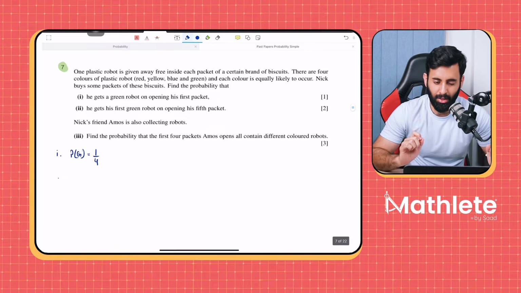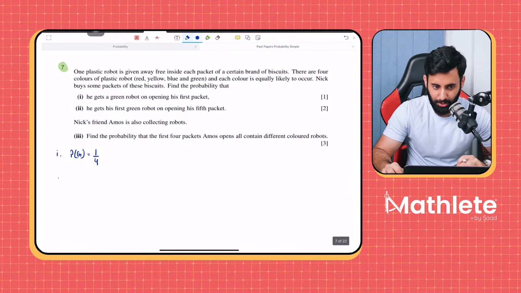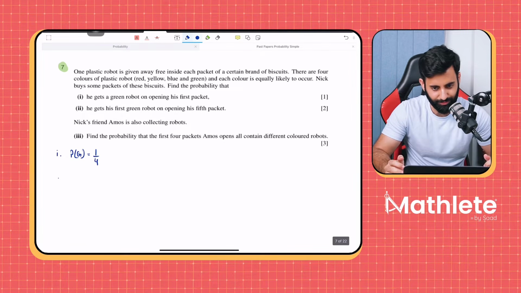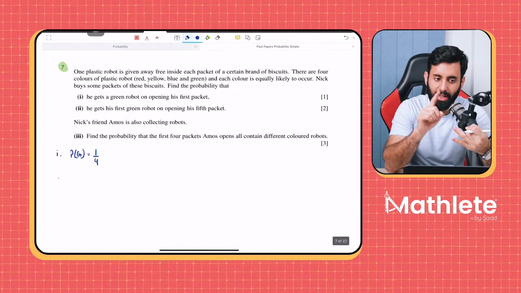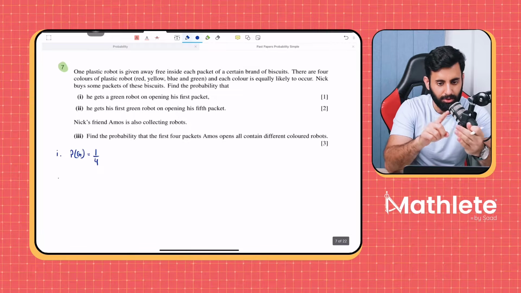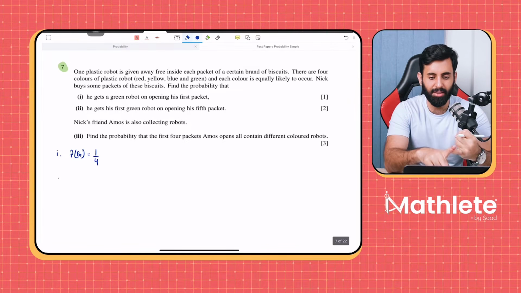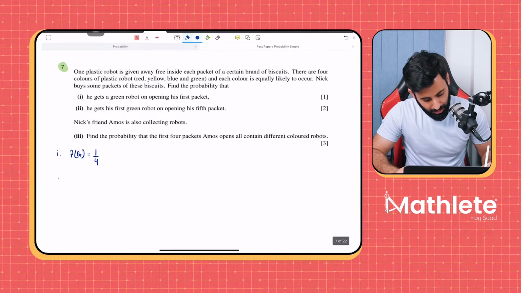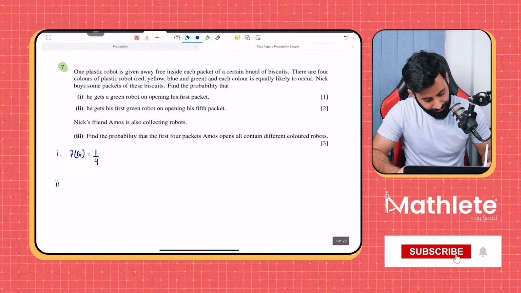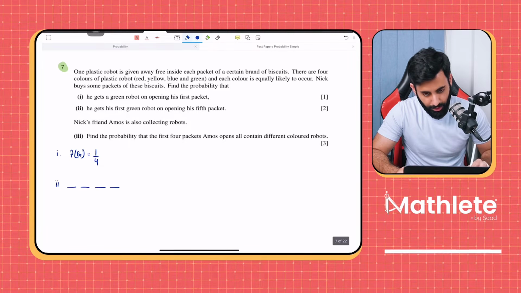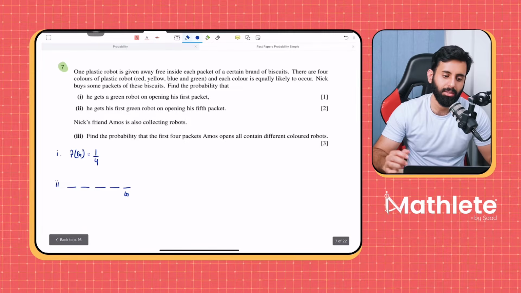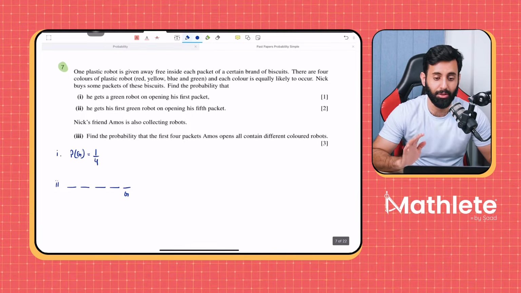Now, if he's getting his first green robot on opening his 5th packet, what should happen in the first 4? What should he get in the first 4? He could get red, he could get yellow, or he could get blue. So in short, he should get green in the 5th turn. This is what it means: 1, 2, 3, 4, 5. In the 5th turn, he should get green. So what should he get in the first 4 turns? He should not get green.